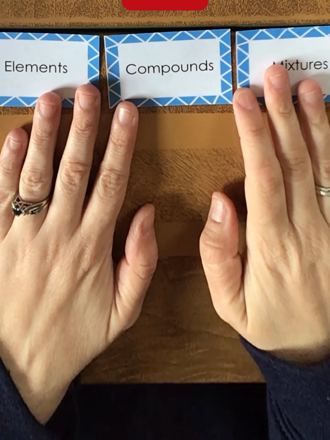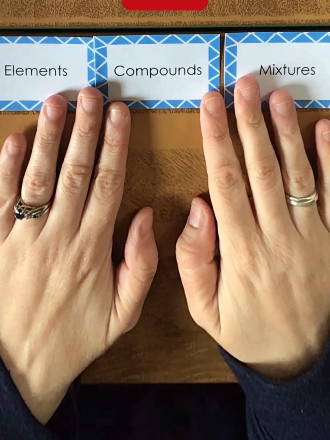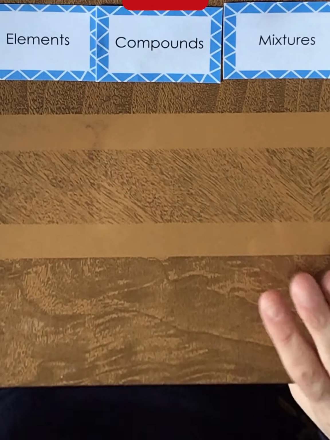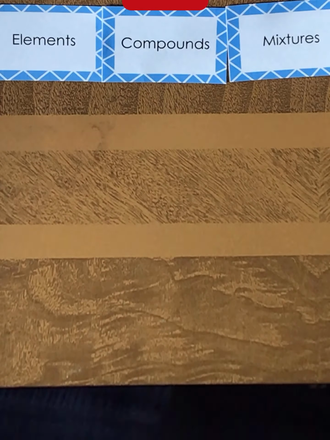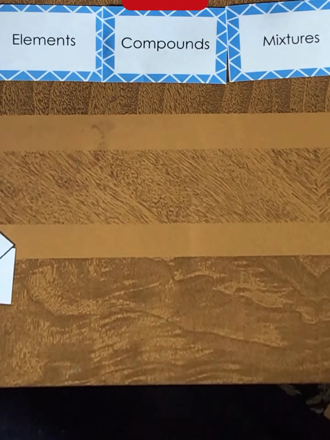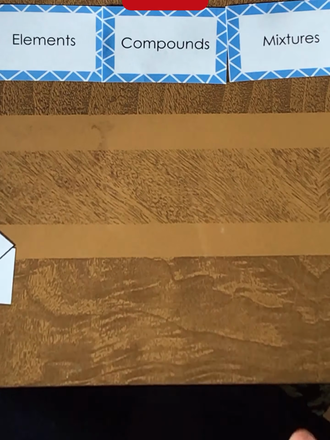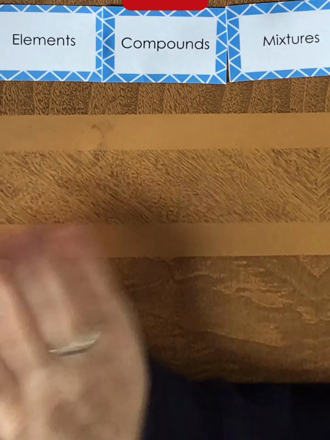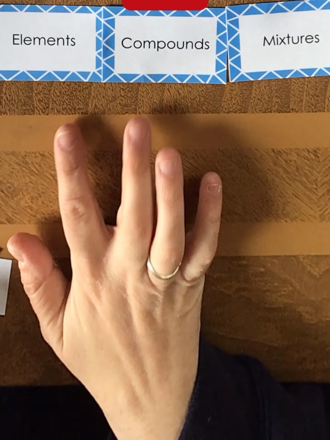All right, so up next we're going to do the elements, compounds, and mixtures sort to start out with. When I'm trying to figure out if something is an element, a compound, or a mixture, I ask myself a couple of questions. The first one is, does it have a chemical formula? For these card sorts, it's going to be pretty easy. If it doesn't have a chemical formula, it's a mixture. If it does have a chemical formula, then I have it narrowed down to elements and compounds.